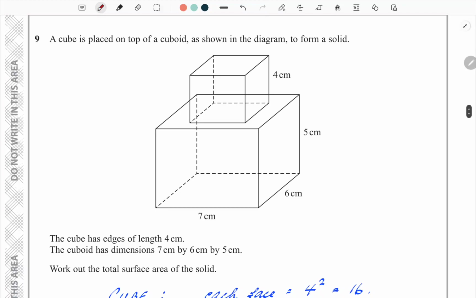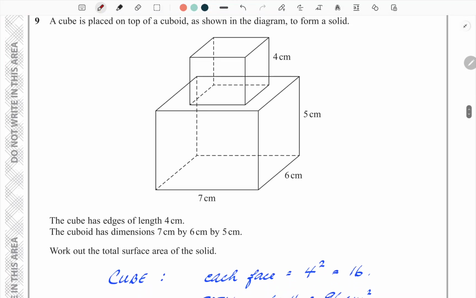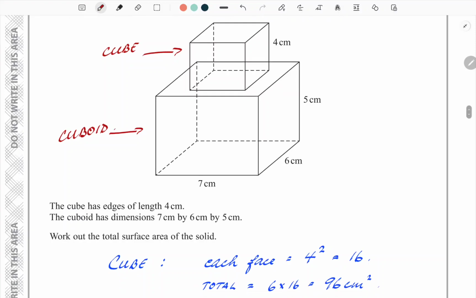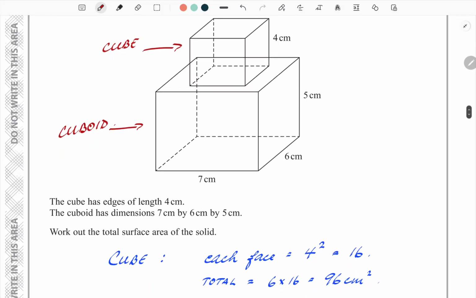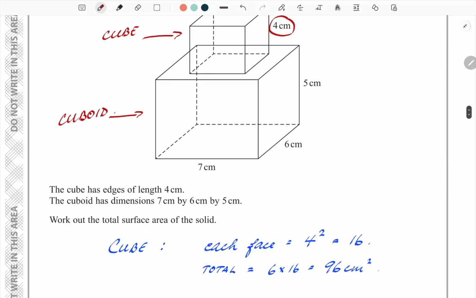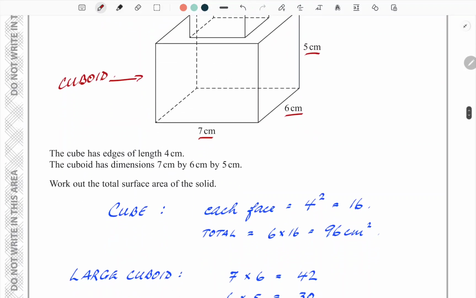Now this one actually looks more complicated than it is. They've given us all the dimensions. So this top one is a cube, and the bottom one is a cuboid, meaning the dimensions are not necessarily all the same. All right. So they're telling us the cube has side length of 4, each edge is 4, and the cuboid dimensions are given as 7, 6, and 5. And it says work out the total surface area of the solid.